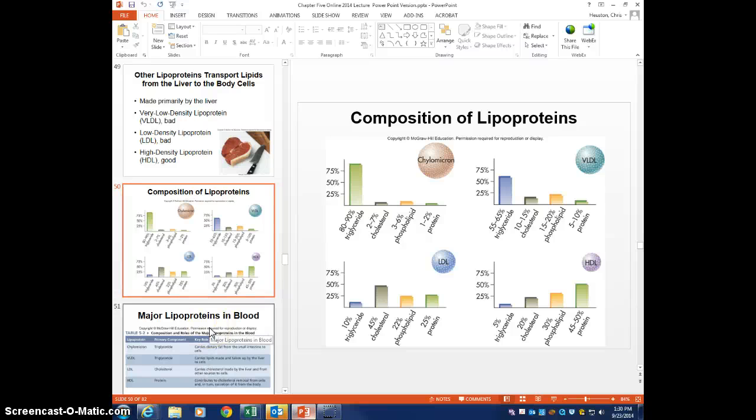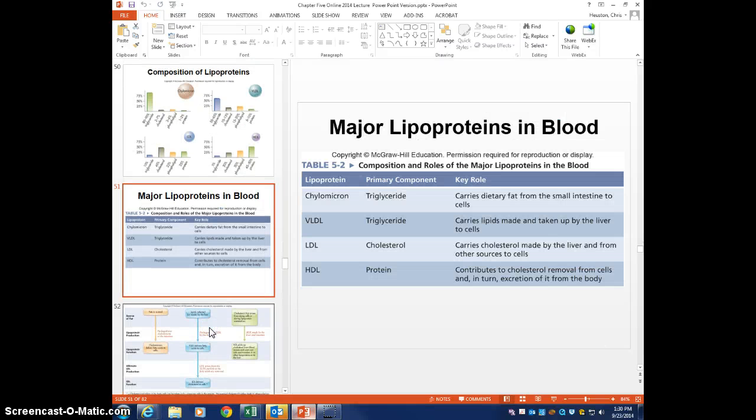So we're just finishing up now talking about lipoproteins in the blood. So I wanted to talk about the 4 different types of lipoproteins: the chylomicrons, the VLDLs, the LDL, and the HDL. And it shows what the primary components are and what the major function is.